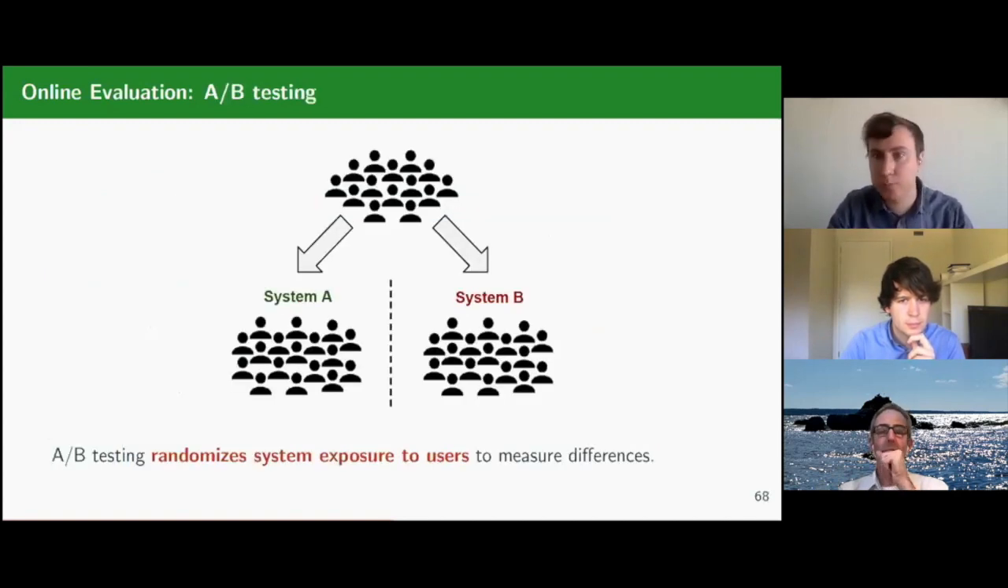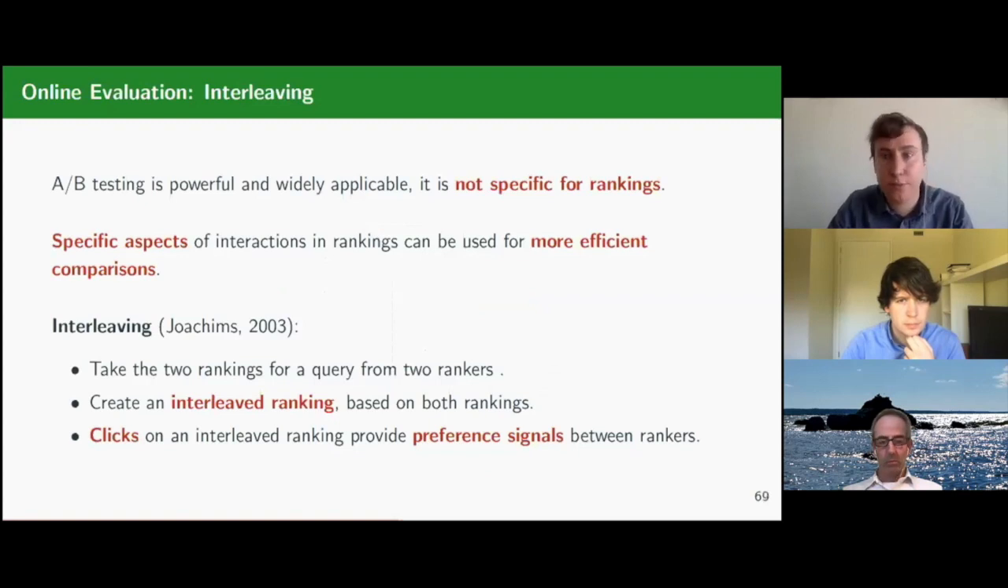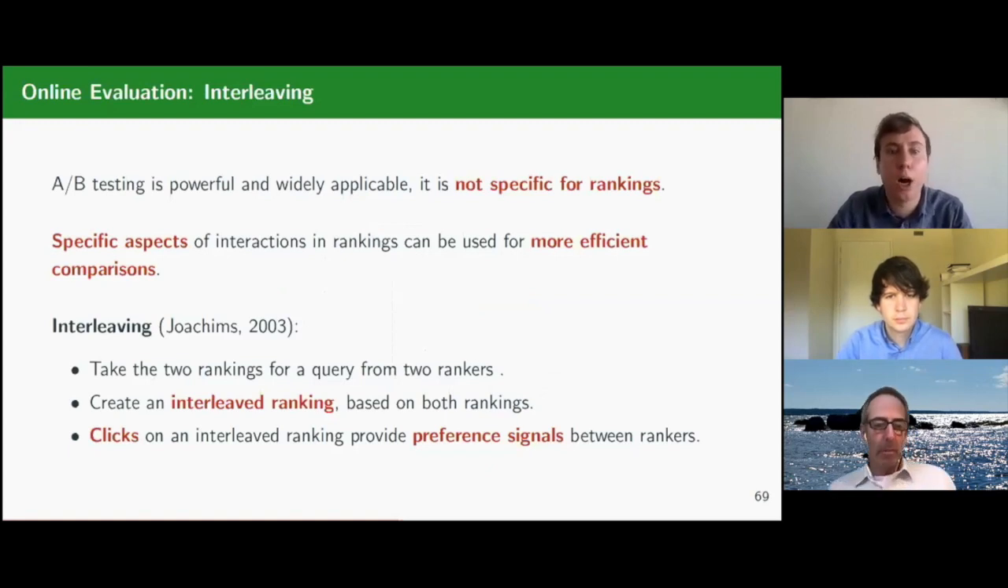So a quick introduction on A/B testing. Fairly simply, you have two different systems. Say they are rankers, system A and system B. You have a large population of users, and you randomly assign users to either system A or system B. So you randomize system exposure to users to measure the differences of these two systems. Now, this is very powerful. This is very widely applicable, far beyond just ranking. You can apply this to many different things.